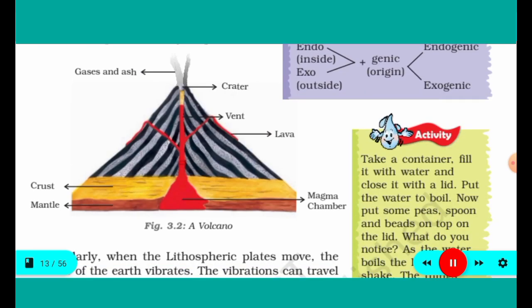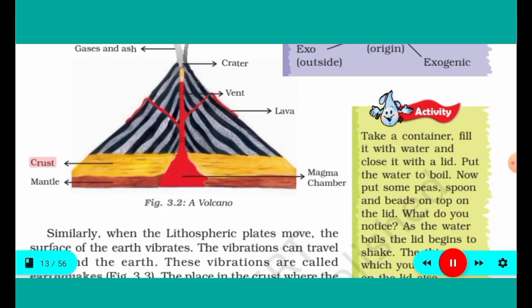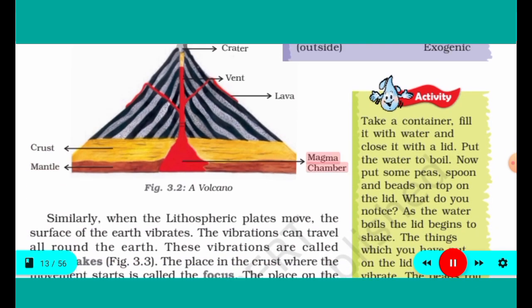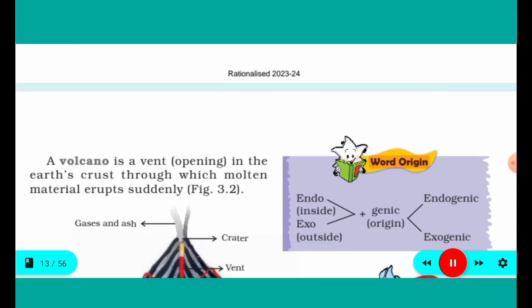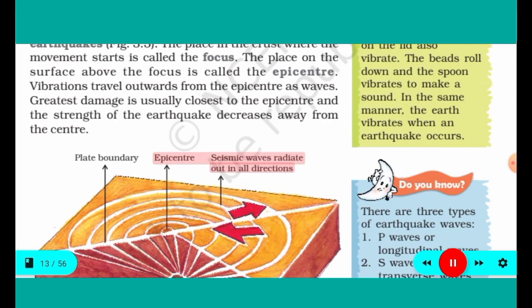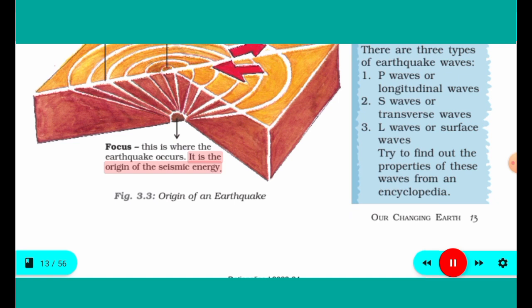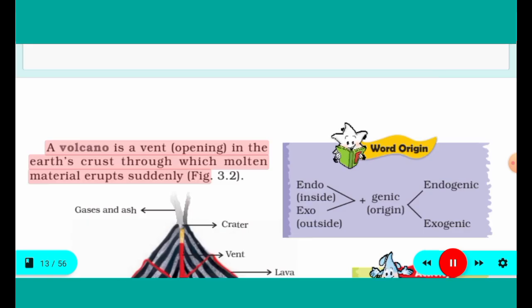Lava tube. Vent. Lava. Gases and ash. Crust. Mantle. Magma chamber. Word origin. Fig. 3.2. A volcano. Epicenter: seismic waves radiate out in all directions. Plate boundary. Focus: this is where the earthquake occurs. It is the origin of the seismic energy. A volcano is a vent, opening, in the Earth's crust through which molten material erupts suddenly.